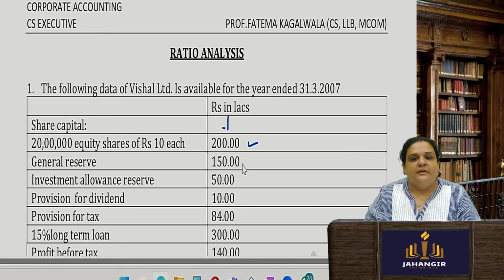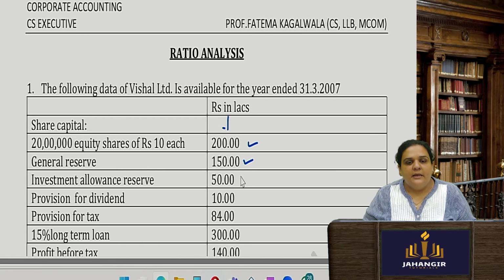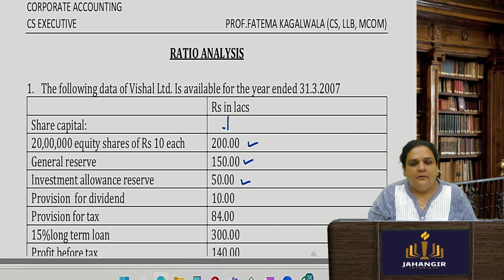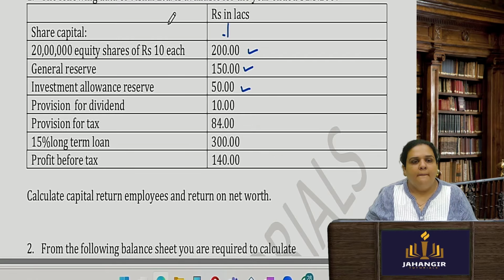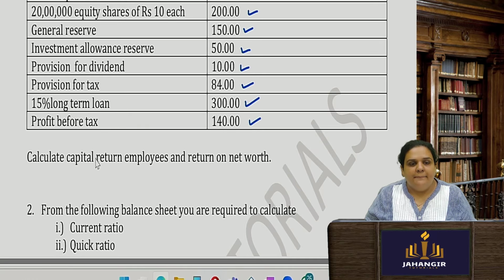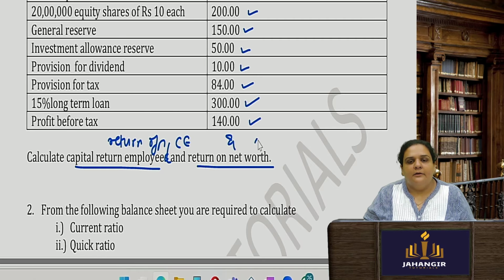Okay, general reserve 150 lakhs, investment allowance reserve 50 lakhs. Then we have provision for dividend 10, provision for tax 84, 15% for the long term loan, which loan amount is 300 lakhs, profit before tax is 140. Calculate return on capital employed and return on net worth. Basically they are saying return on capital employed and return on net worth.